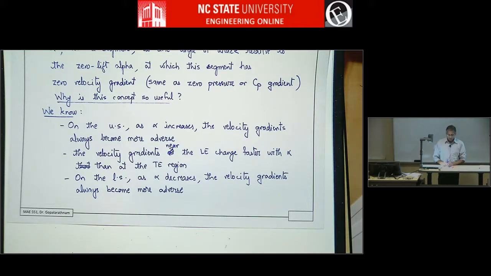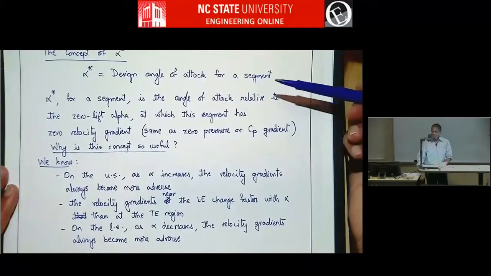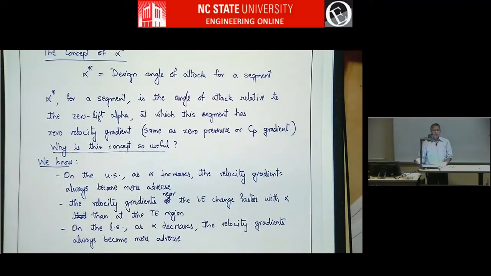So by specifying a design angle of attack and saying that at this angle of attack the velocity gradient is 0, you're specifying the borderline in angle of attack beyond which on the upper surface it will become adverse, below which it will be favorable, and flipped on the lower surface. Right? Does that make sense? We'll see more of this shortly.